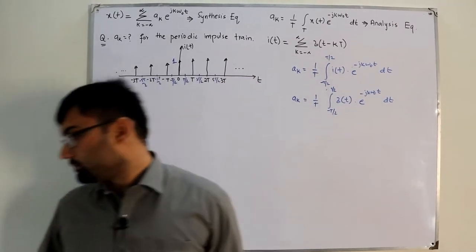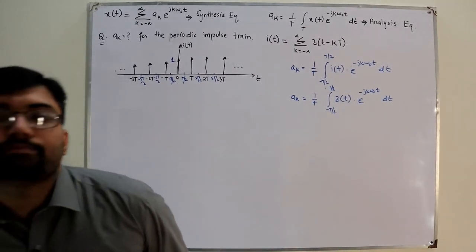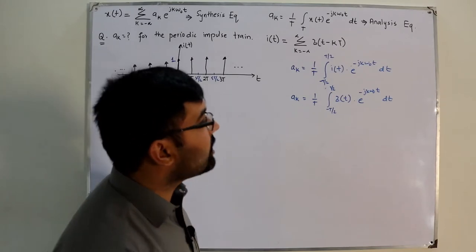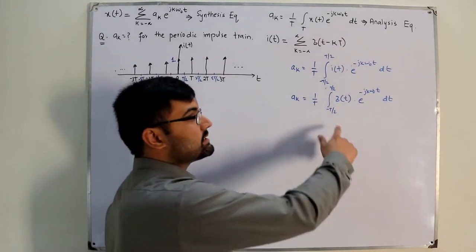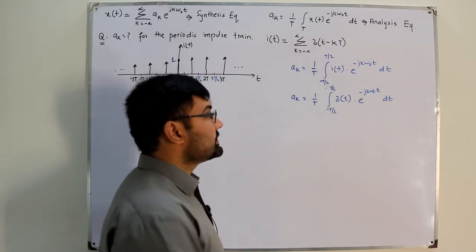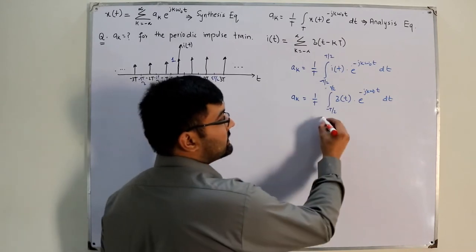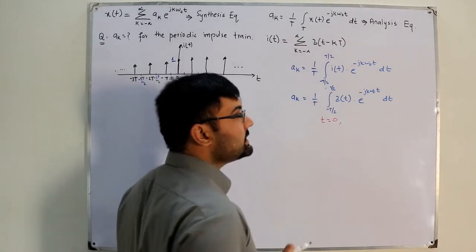I hope you got the point. Well, you know it, you don't need to get it again, but let me revise: the value of the integration, if it contains an impulse with the product of another signal, how is it calculated? You take the value of the argument of impulse equal to 0, which means over here, let's say that is equal to 0. Right? So you take t equal to 0.